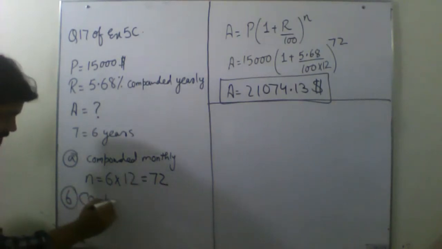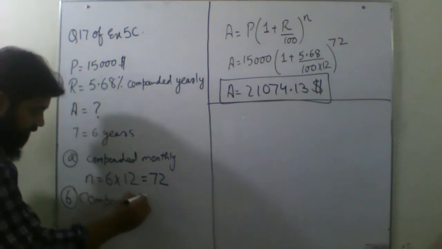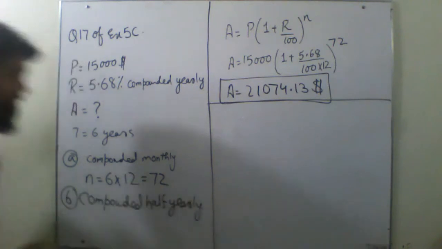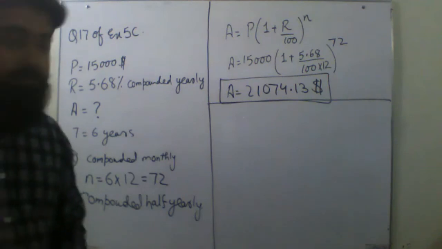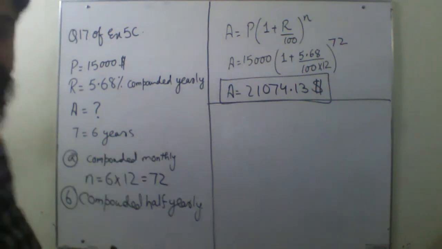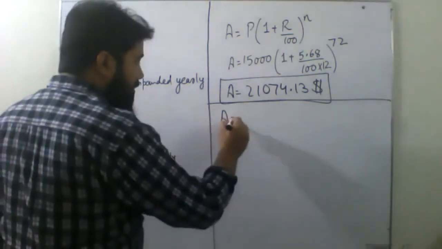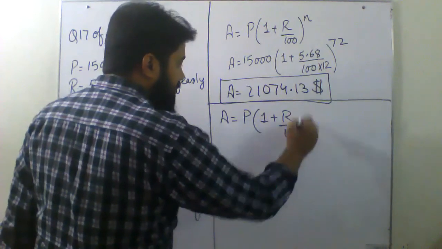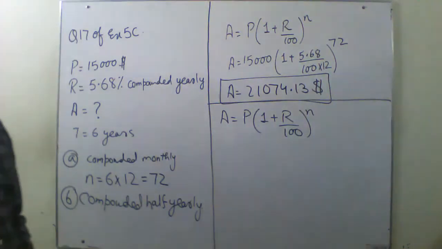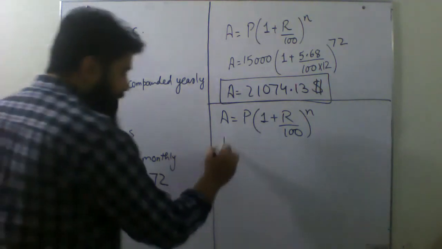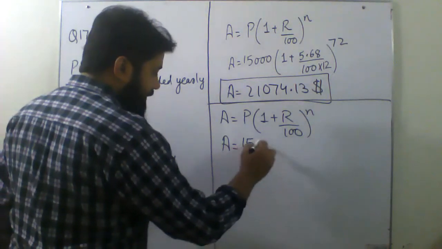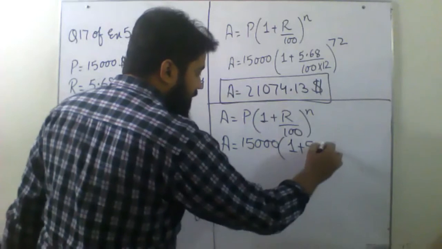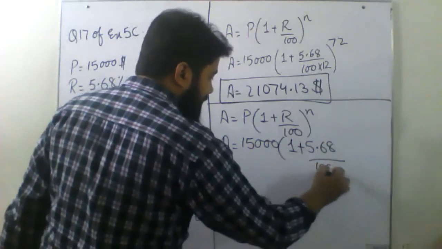Compounded half yearly. So I have to find the amount again. How will I find it? A equals P (1 plus R over 100) whole power n. Principal will be the same, 15,000. 1 plus the rate, which will be 5.68 over 100.